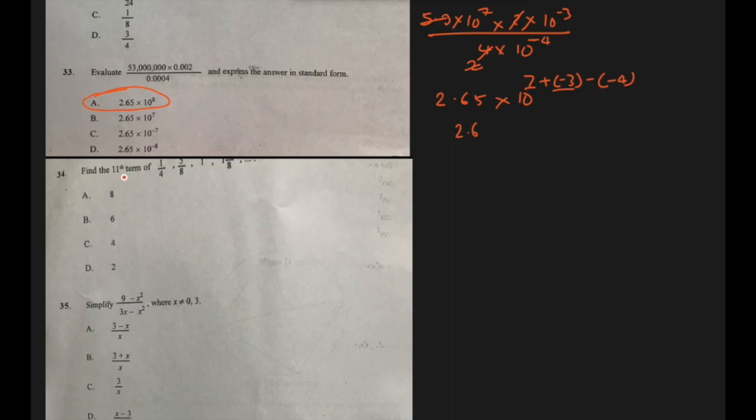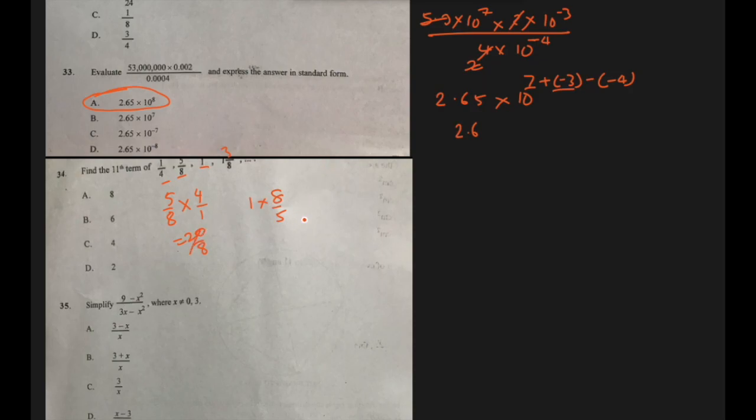Find the 11th term of 1/4, 5/8, 1, and so on. First we have to see whether it's an arithmetic sequence or geometric. For geometric, 5/8 divided by 1/4. When we divide, this becomes the reciprocal, so it will be 20/8. And 1 divided by 5/8 gives 8 over 5. No, they are not equal.